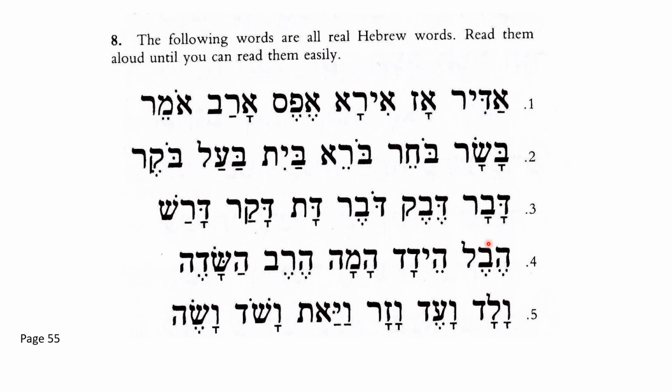Line 3. Davar, davar. Devek, devek. Dover, dover. Dot, Dakar, Dakar. Darash, darash.